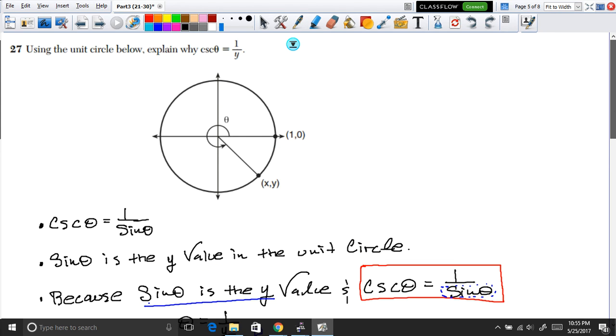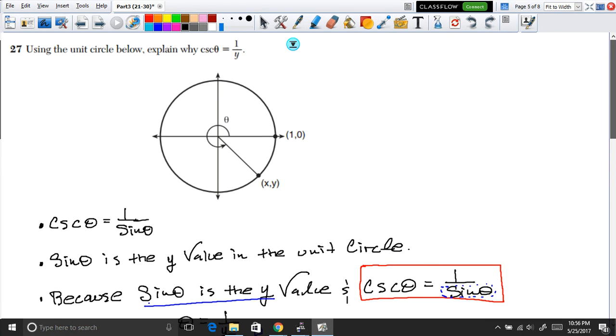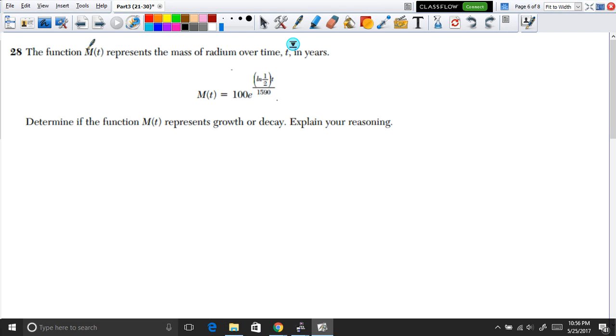So that's pretty much how to answer this. Like, why is it that the cosecant of theta is 1 over y? Well, we know that cosecant is 1 over sine, but we also know that sine is the y value. So you just plug in y for sine. And that's how we come up with the conclusion that the cosecant of theta is 1 over y. Okay, so now that was fast.